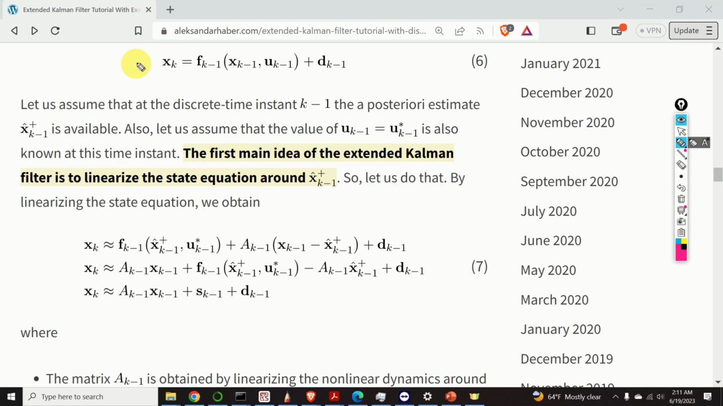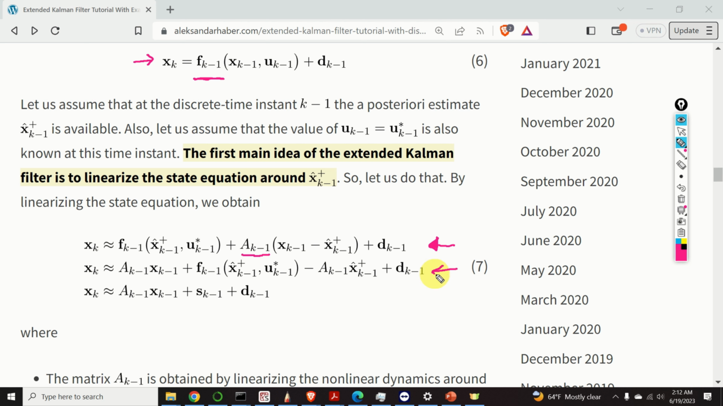Here's how the linearization procedure works in practice. We start from the nonlinear equation and we use the Taylor series expansion to linearize the dynamics. While linearizing the dynamics, we only keep the first order terms. And as the result, we obtain this equation. Over here, the matrix Ak-1 is the Jacobian matrix of this function. And we will provide the structure of this Jacobian matrix later on in this video tutorial.